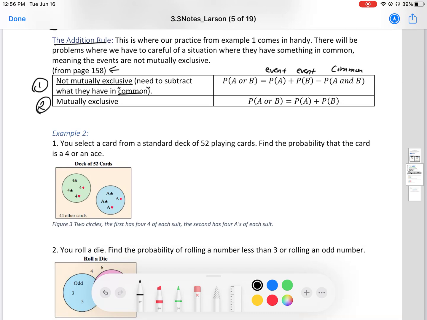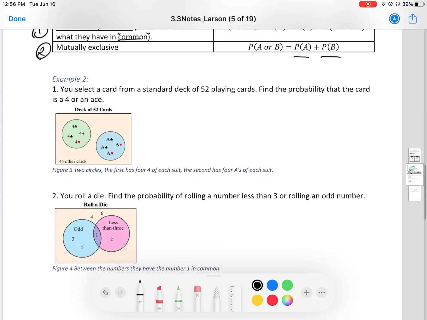Two, mutually exclusive, meaning they have nothing in common. If so, then I take my probability for one case and my probability for the second case or event, and I add them up. All right, let's take a look at this example. And I like this one because it has a picture so we can see what it's referring to. So, example 2, problem 1. You select a card from a 52 deck of playing cards. Find the probability that the card is a 4 or an ace.